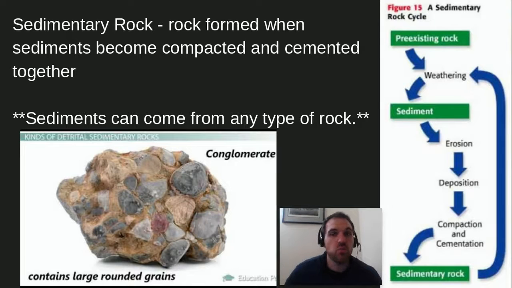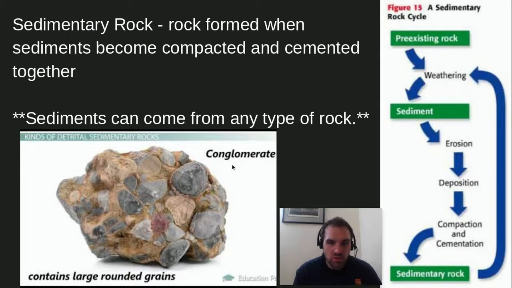It's rock that's formed when sediments, like little pieces of rocks, become compacted. That means smushed together and then cemented. And that means locked in together so that they stay that way long term. Sediments can come from any type of rock, so any kind of weathering and erosion that would take place to break down into little tiny pieces, or sediments, pebbles, whatever it is. Once they get compacted together, then they stay that way for a long term, then you get your sedimentary rock.